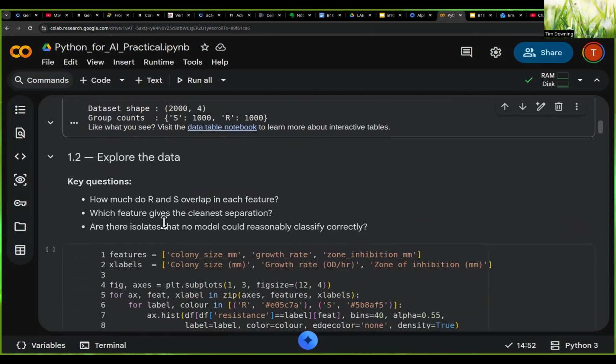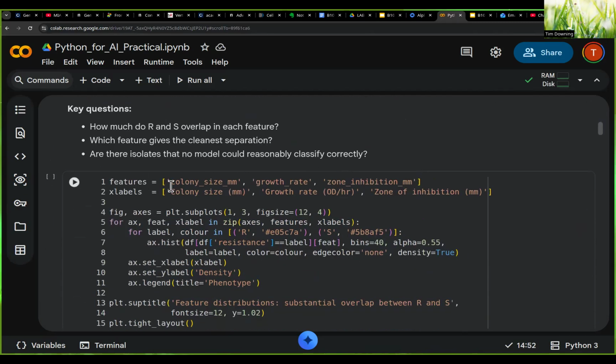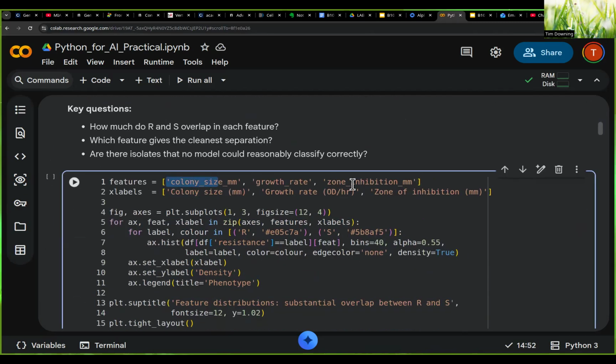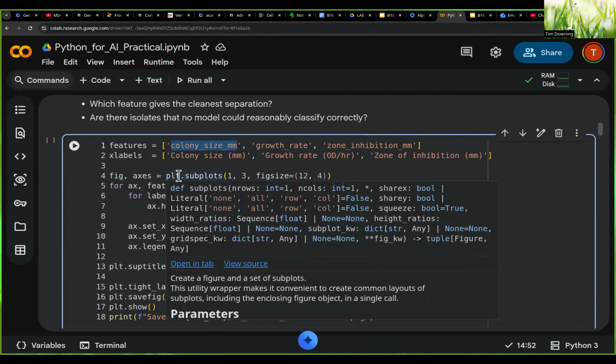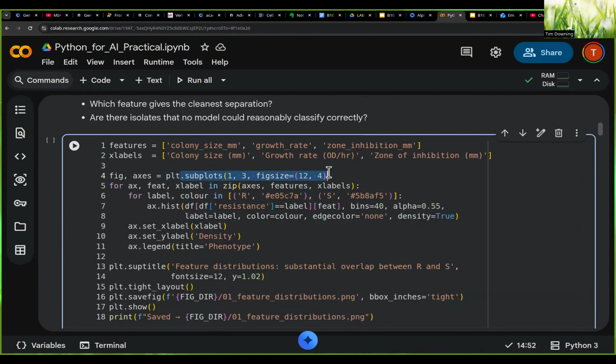What we can do next is explore the data. So look at our features on colony size, growth rate, and zone of inhibition. And what we're adding is the labels there for the plot. What we have here is that we're creating 3 plots with a 12 by 4 size.